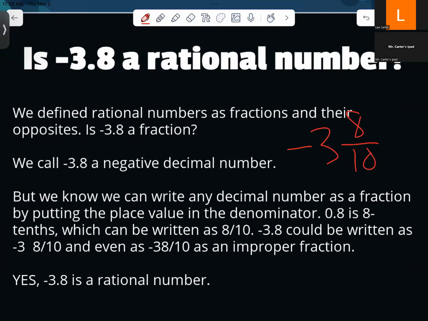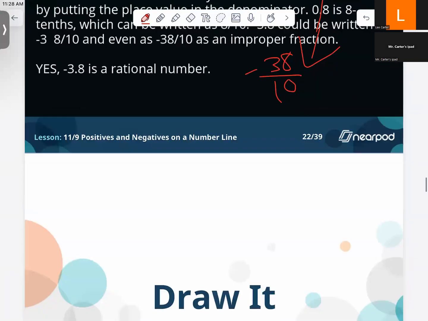Because if you think about it, you're like, wait, that's a mixed number. Yeah, but a mixed number is just a different form of a fraction, because we could do 3 times 10 is 30 plus 8 is 38. So then we would have 38 over 10, -38/10. So improper fraction, yeah, that's still a fraction. Okay.